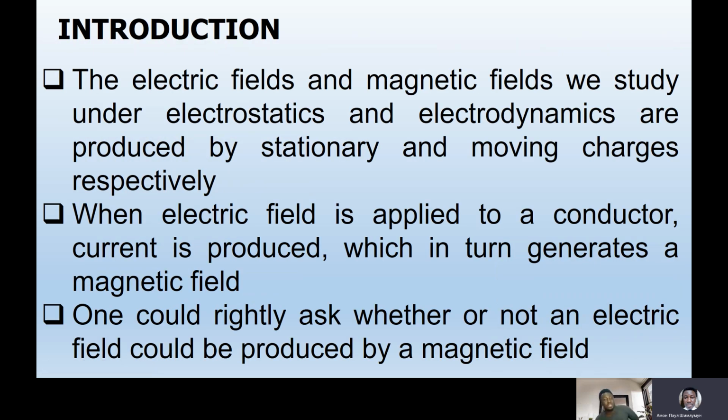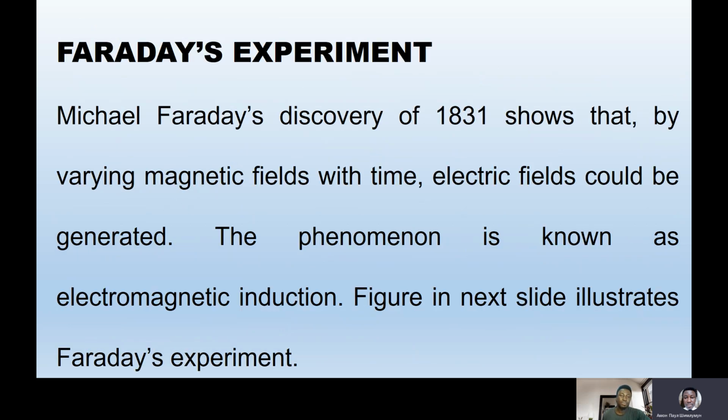Introduction. The magnetic fields we study under electrostatics and electrodynamics are produced by stationary and moving charges, respectively. When an electric field is applied to a conductor, current is produced, which in turn generates a magnetic field. One could rightly ask whether or not an electric field could be produced by a magnetic field.